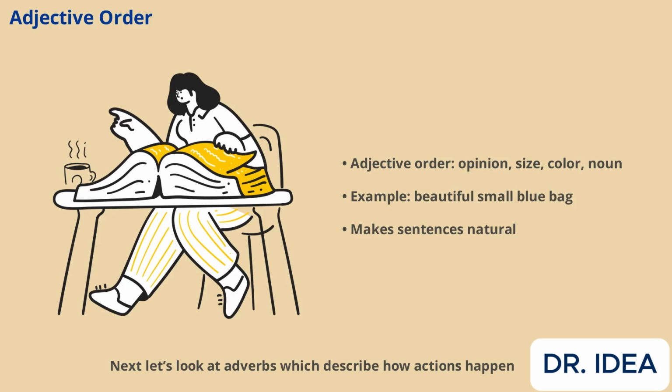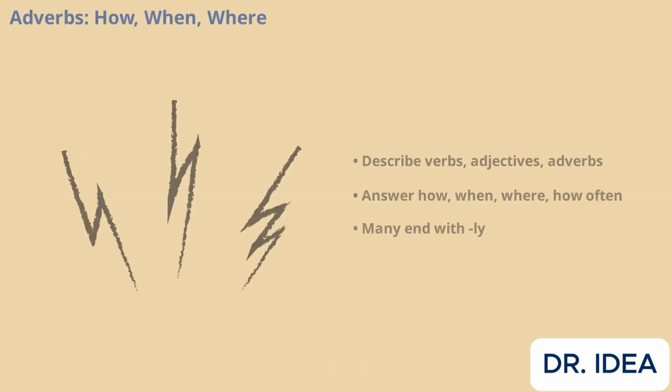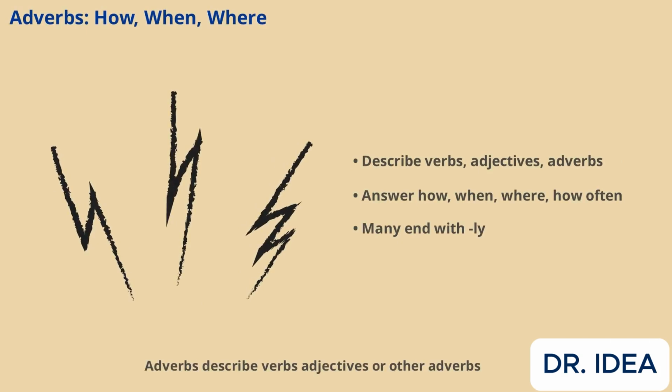Next, let's look at adverbs, which describe how actions happen. Adverbs describe verbs, adjectives, or other adverbs. They answer questions like how, when, where, or how often. For example, slowly, now, here, and always are adverbs. Many adverbs end with -ly, but not all. Adverbs add detail to your sentences, helping you explain actions more clearly. Let's see some examples of adverbs in use.